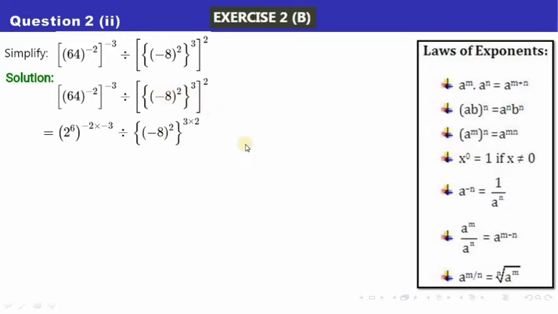Okay, now minus 2 into minus 3, that is minus into minus is plus. So 2 into 3 is 6. That's what you get when you multiply minus 2 into minus 3, divided by minus 8 square, and 3 into 2 is how much? It is exactly 6, isn't it?